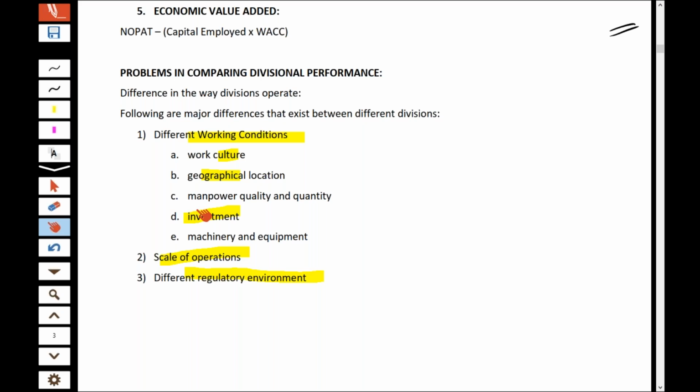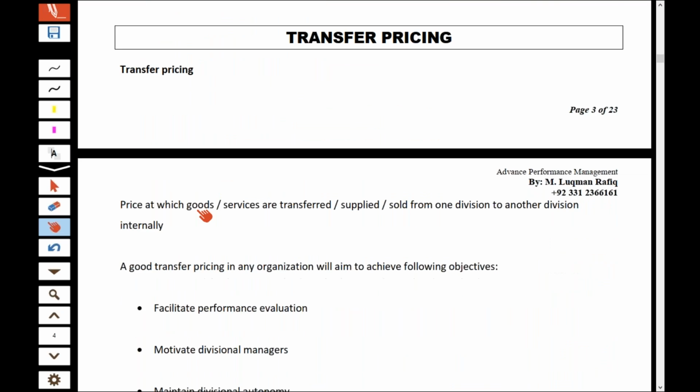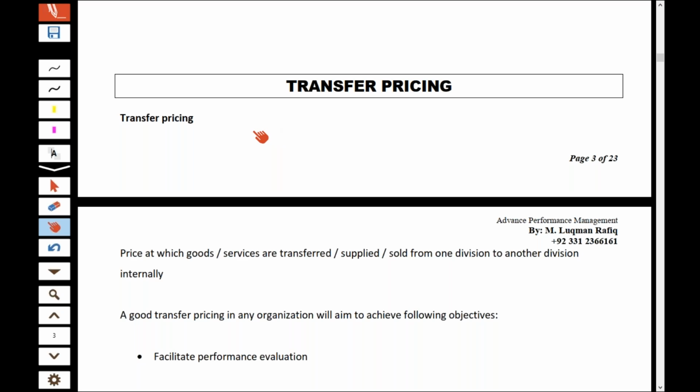Now let's move a bit forward. Let's discuss further. If I talk about the concept of transfer pricing, what exactly do you mean by transfer price? Let's try to understand that. The concept of transfer price is basically the price at which goods or services are transferred or supplied from one division to another division. So let me repeat, the transfer price is the price at which the goods or services are transferred from one division to another division.